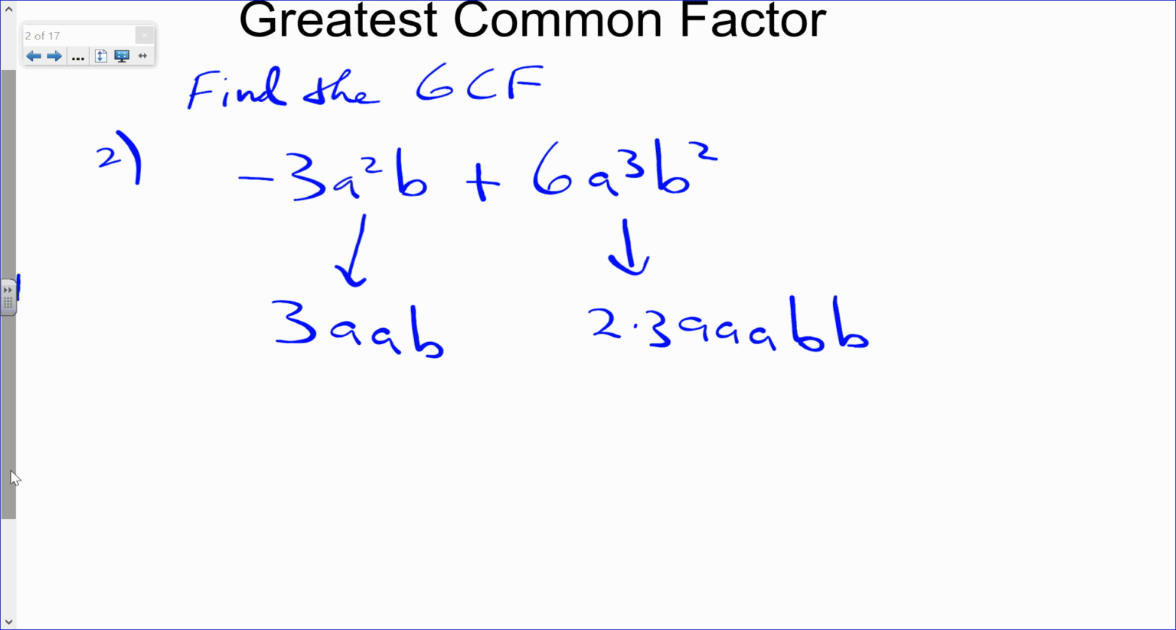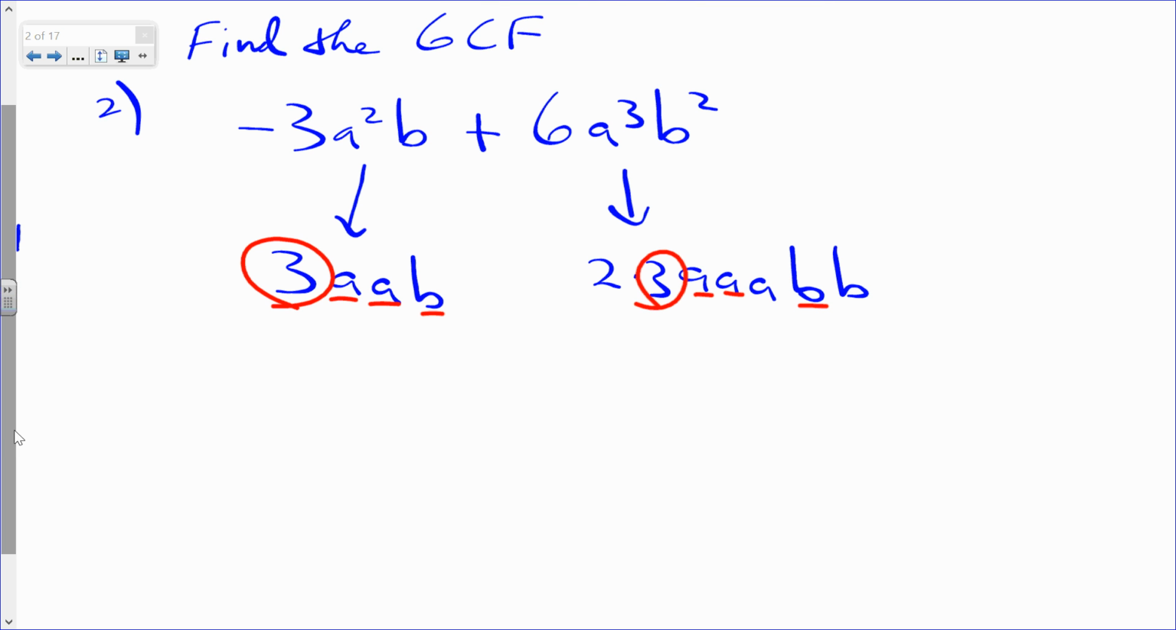And now I ask myself, self, what do they have in common? What numbers do they have in common? How about that? 3. Okay. There's definitely a 3 here and a 3 there. How many A's do they both have in common? 2. They both have at least 2 A's. Look at 2 A's here, 2 A's here. This one has 3, but they share 2. 1B, and 1B in common. There's our GCF. That's our greatest common factor. So our greatest common factor is going to be 3A squared B.